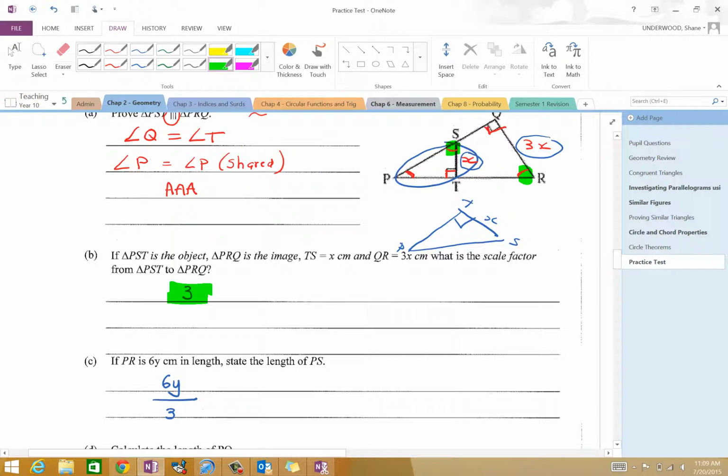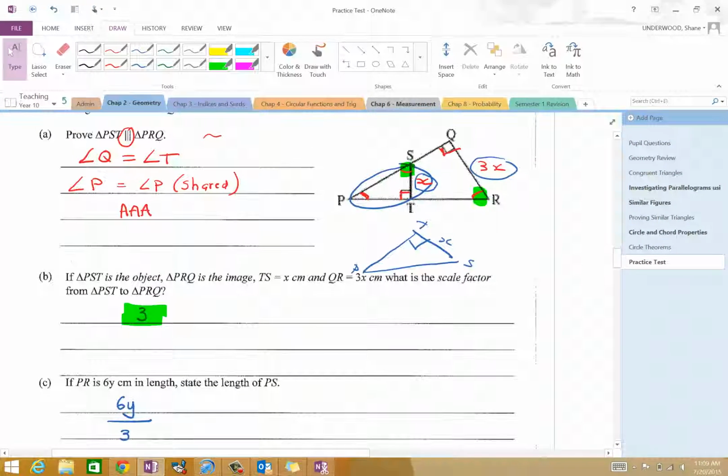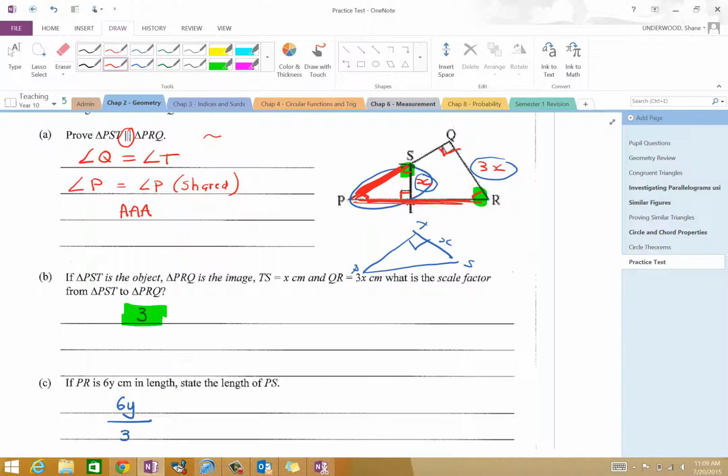Just because when we draw the triangles, they're similar. We have to remember that the length PS is equivalent to the length of PR, because these angles are joined to this thing here. So PS and PR are similar. Okay, so if we're told that PR is 6Y, then PS must therefore be 3. Just wait a sec. No, they're not. But let's have a look at this.